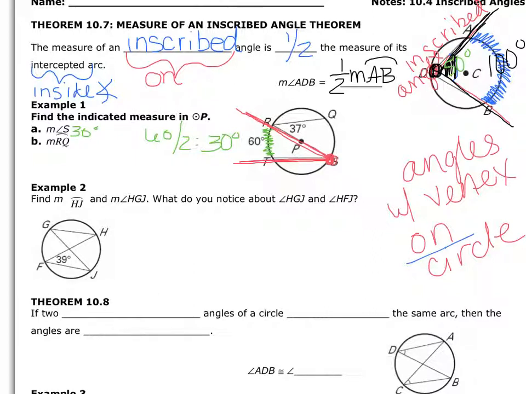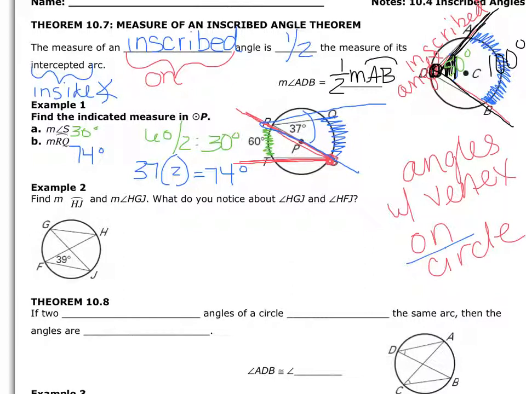Now you can also use the converse of this theorem. If the angle is half of the arc, then the arc must be double the angle. This arc encompasses angle R, which is 37 degrees. To go to the outside of the circle, we're going to double it. We take 37 and multiply by 2 because the arc is larger than the angle. We get 74 degrees for the measure of arc RQ.